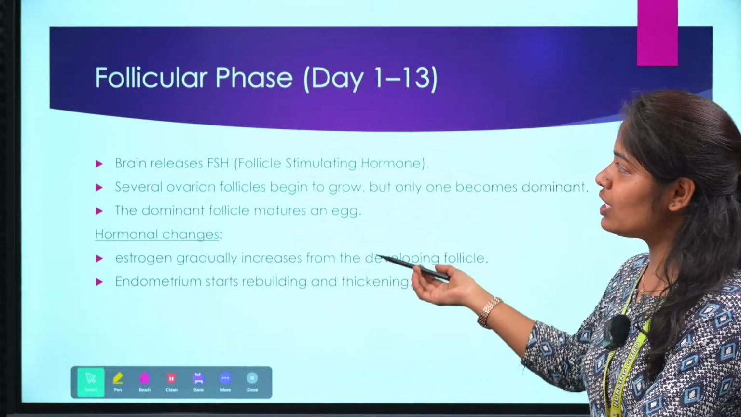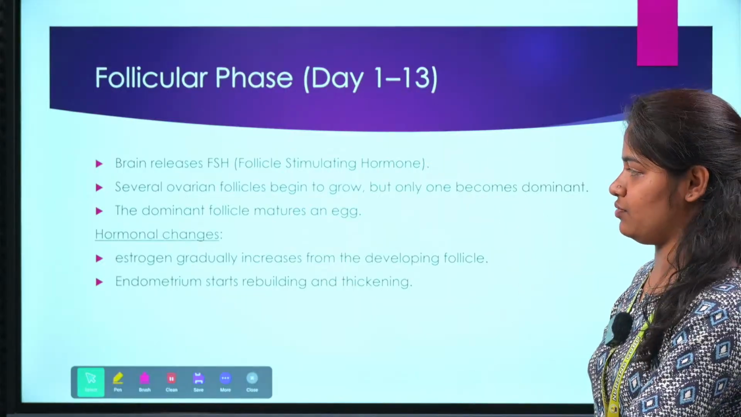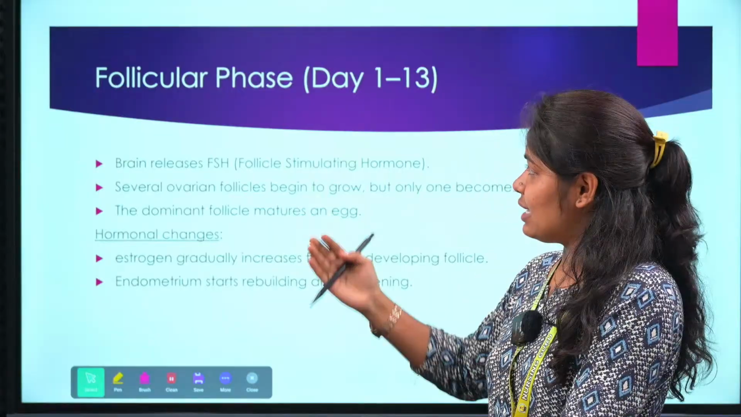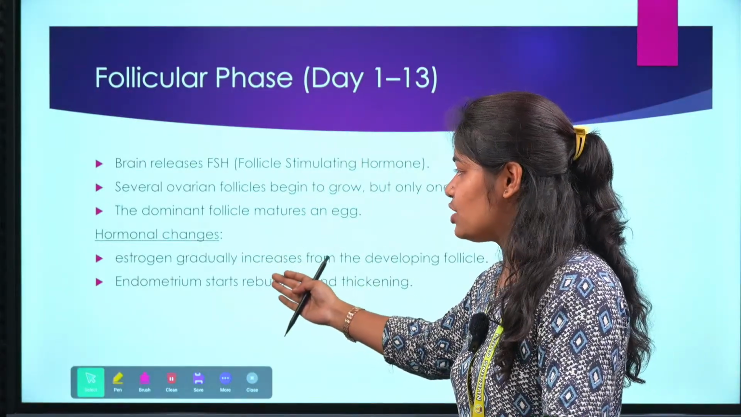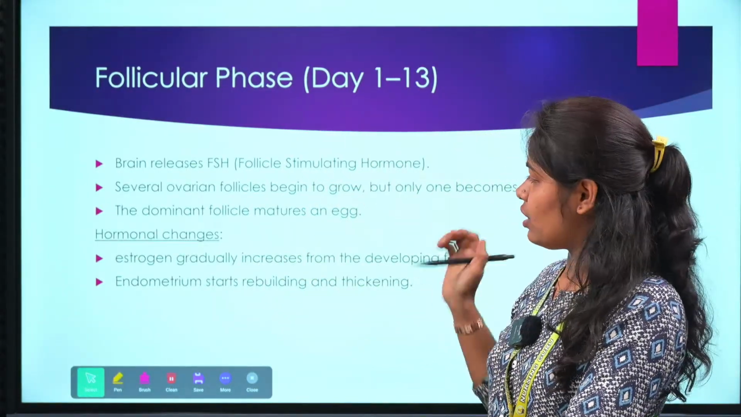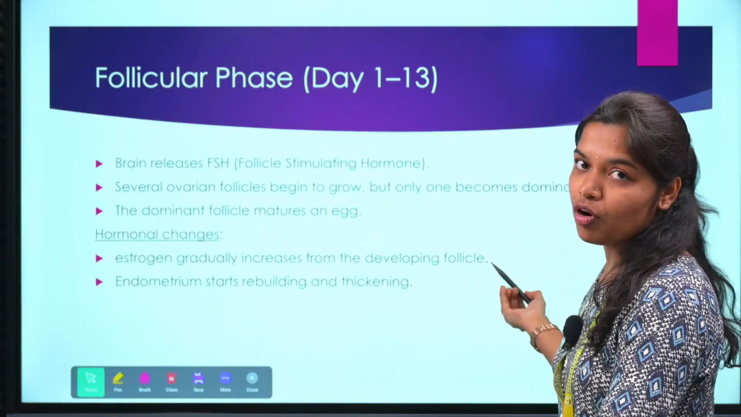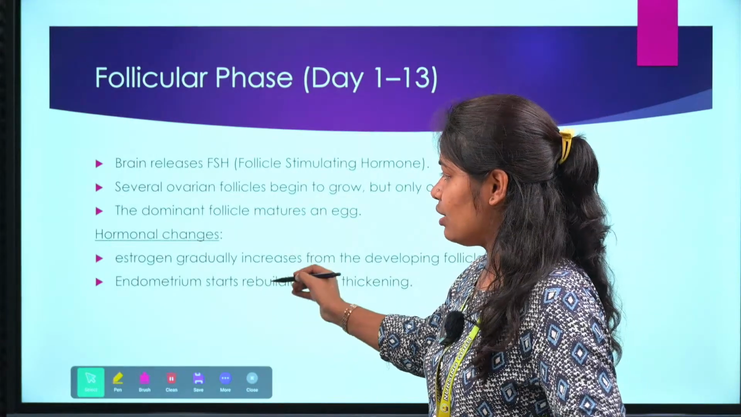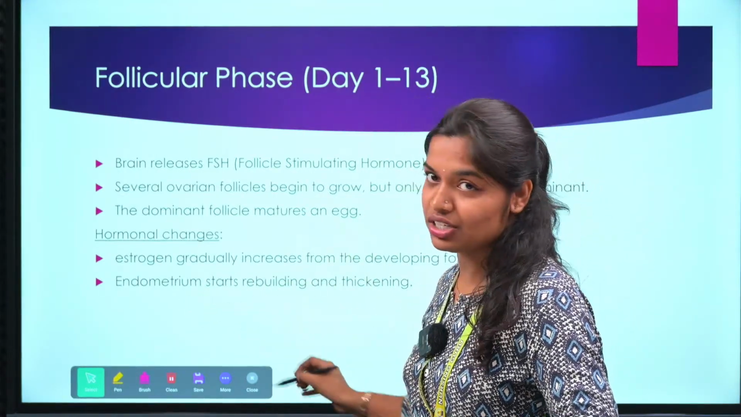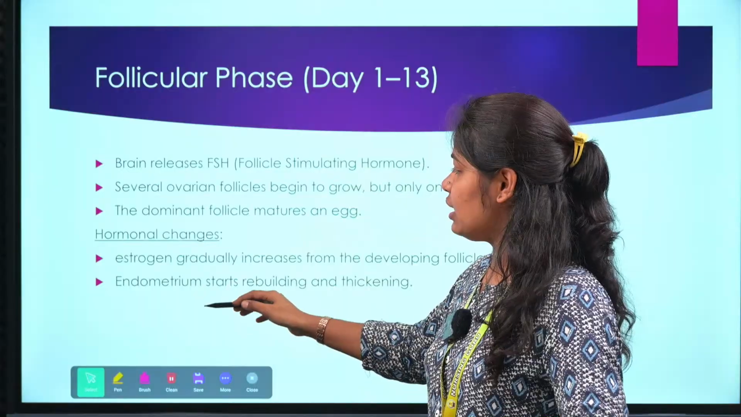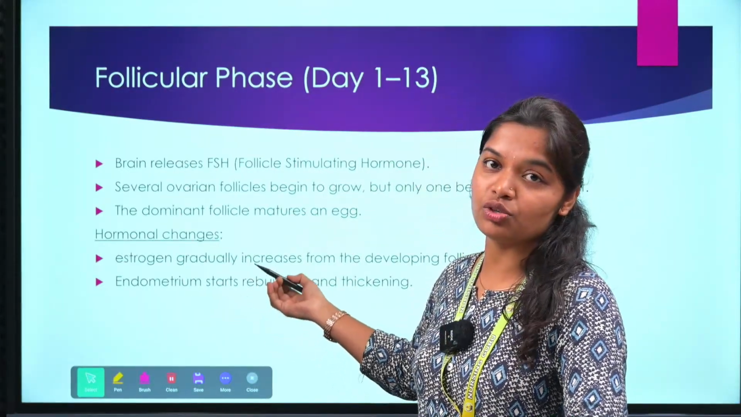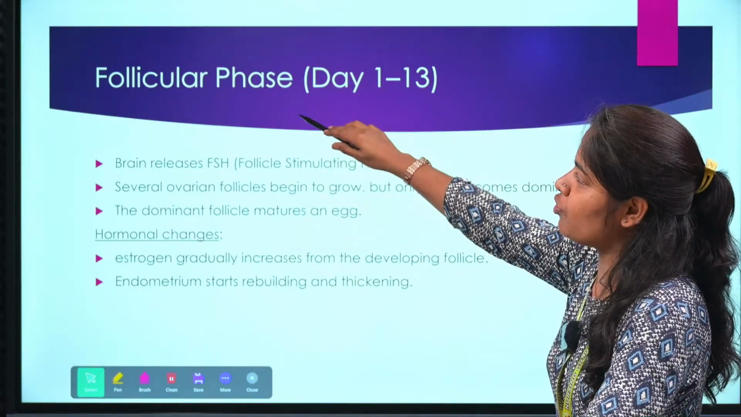Next, hormonal changes happen in the follicular phase. Which hormones are going to develop or decrease here? Estrogen gradually increases in the follicular phase to develop the follicle to produce the mature egg. The estrogen is going to increase. Then the endometrium, the uterus inner lining, is going to thicken. Here the endometrium of the uterus is going to get thickened in the follicular phase.